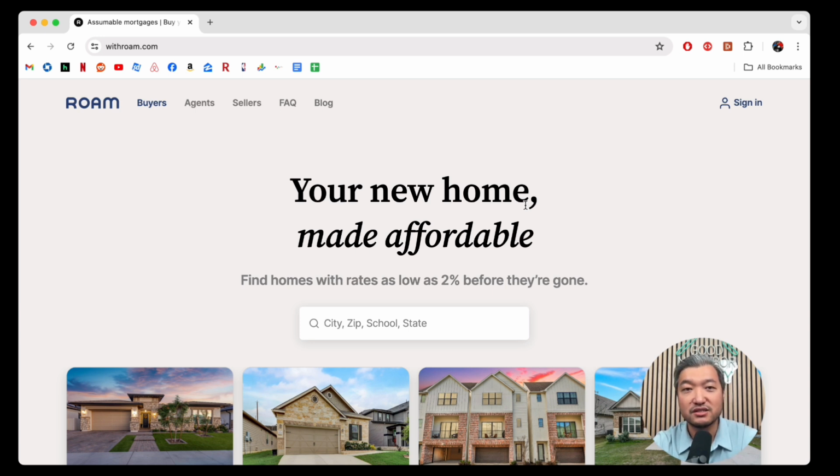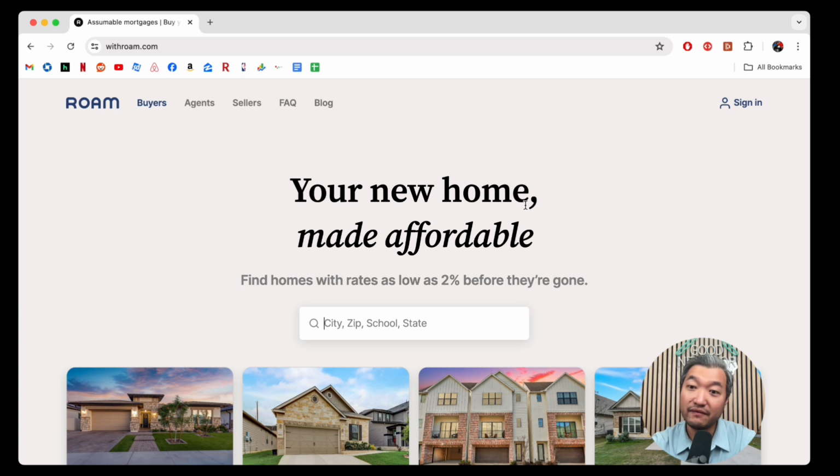So let's say there is a $500,000 house for sale, and the seller has an FHA loan at $400,000. You can then assume that loan for $400,000. And let's say the interest rate on that loan is 3.5%. So what you have to do is come up with that $100,000 between the $500,000 purchase price and the $400,000 loan, because the seller's trying to sell it for $500,000, right?